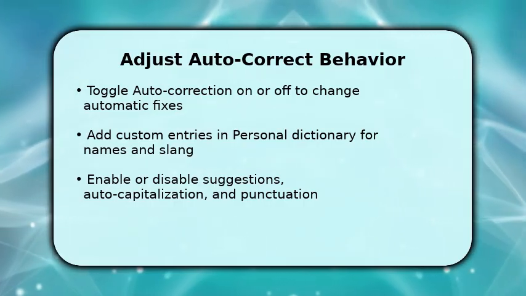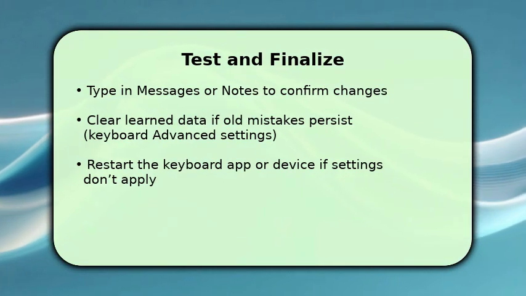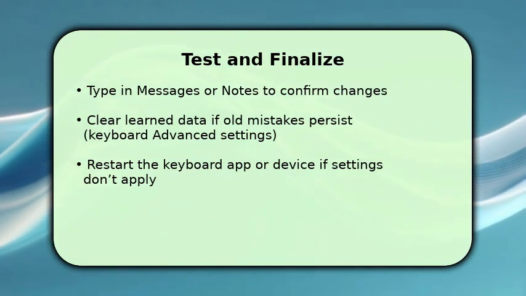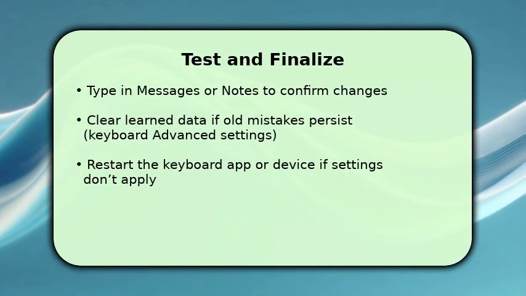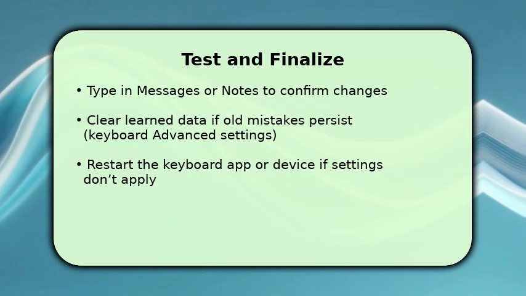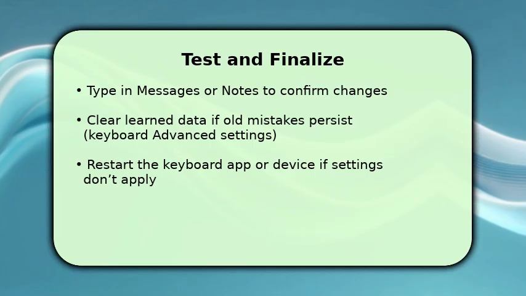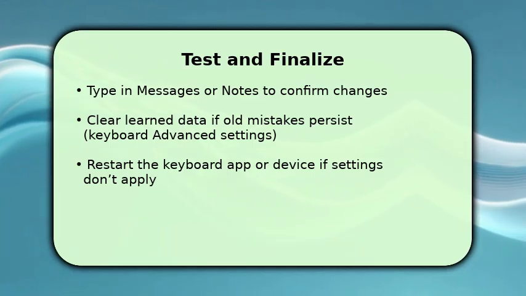Now you test. Open a messaging app and type words you commonly mistype to verify corrections. If the keyboard still autocorrects wrong entries, go back and clear learned words or reset the keyboard's typing data in advanced settings. This removes old training. Make sure to restart the keyboard or the device if new settings don't take effect.